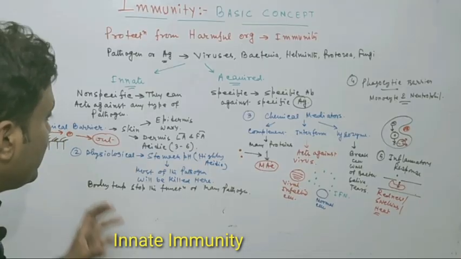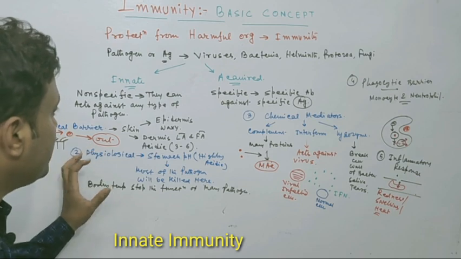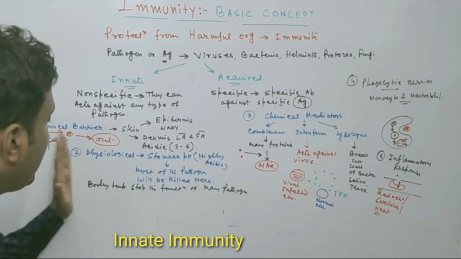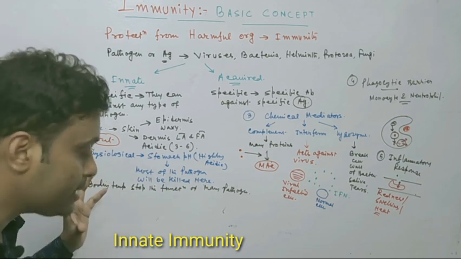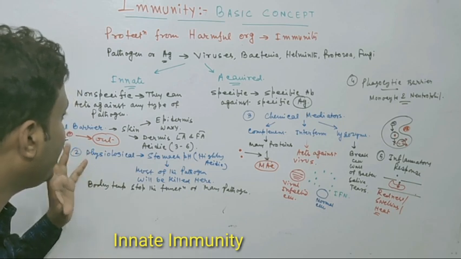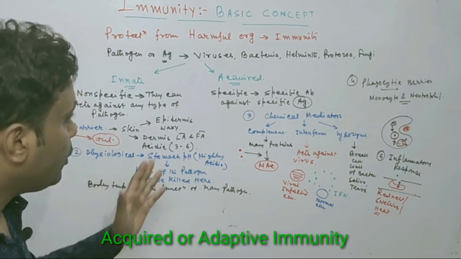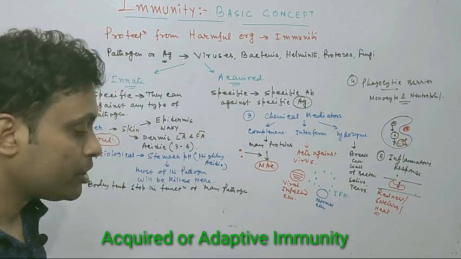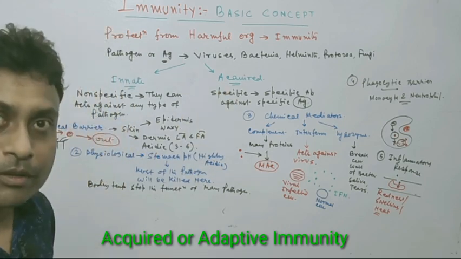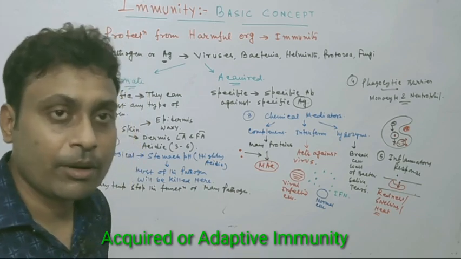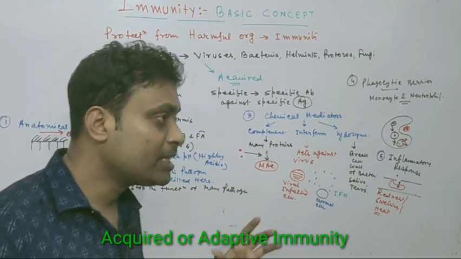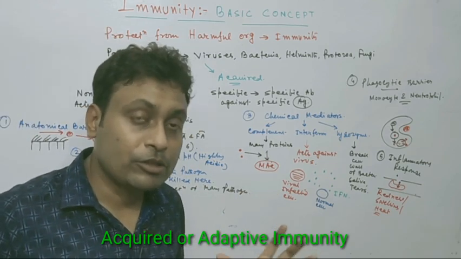Okay, so these are the processes of innate immunity, and innate immunity functions non-specifically. That is, innate immunity can act against any type of pathogen. Next, we will show the acquired immunity, or how the second line of defense functions in our body, and how the acquired immunity kills any type of pathogen in our body.